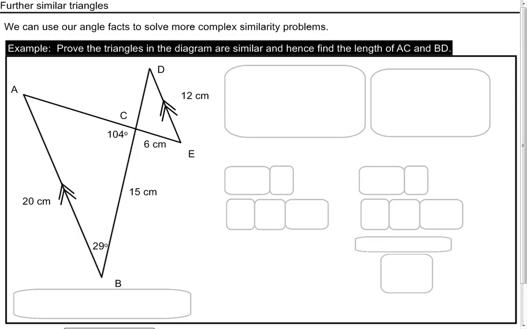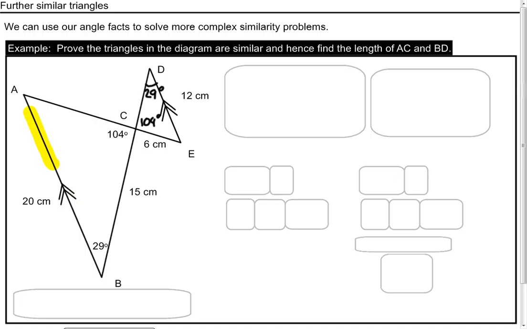So first things first. I know this angle and this angle have to be the same. They're vertically opposite, on opposite sides of a vertex from each other. 104. I know, using my parallel lines, that these two angles are the same. So this would make this 29 degrees here.